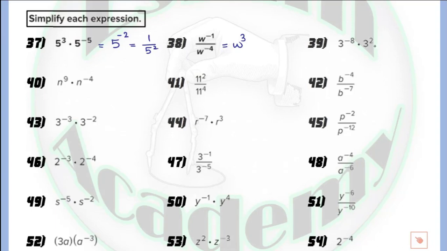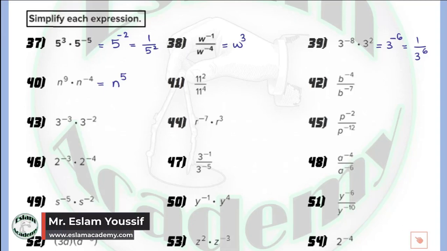In question 39, 3 to the power negative 8 times 3 to the power 2. We will write 3, then we will add the powers, so it will be negative 6. Now we have 3 to the power negative 6, which is not the simplest form, because the power is negative, so it will be 1 over 3 to the power 6. Next, n to the power 9 times n to the power negative 4. Now they have the same base, which is n, and we will multiply, so we'll add the powers. 9 plus negative 4 will be equal to 5. The power is positive, which means it will be the simplest form.